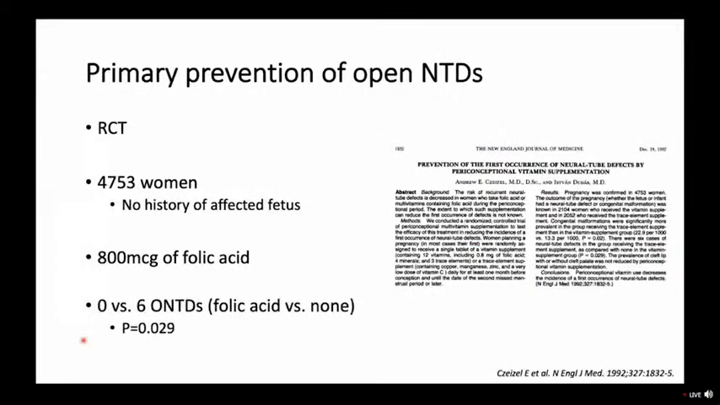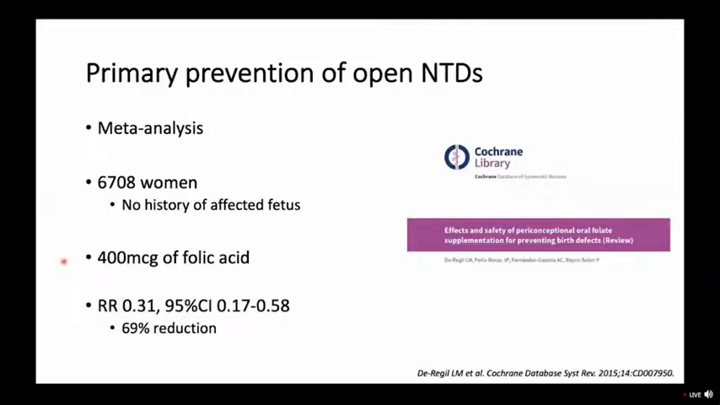What if we just treat everyone with folic acid? In the 90s, we really didn't know the answer to this. So we gave a lot of women 800 micrograms of folic acid. The women that got folic acid, none of them had spina bifida. The ones that got placebo, there was a 6 number of spina bifida. So folic acid is extremely helpful to prevent spina bifida.